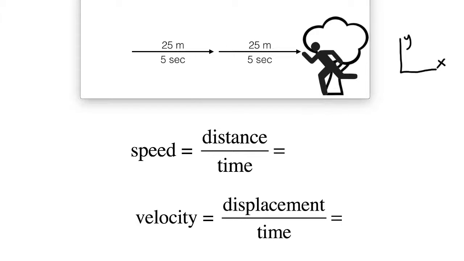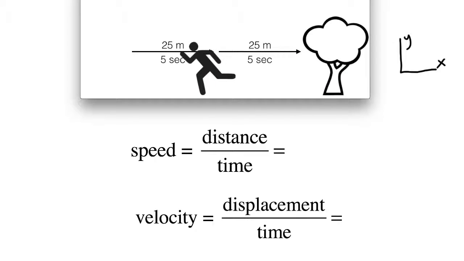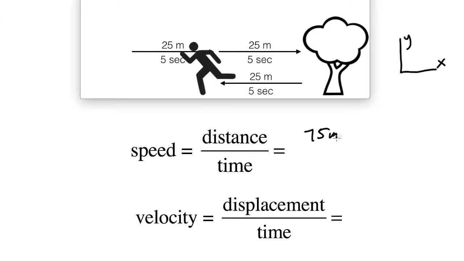Now let's say that the man, once he gets to the tree, starts to go backwards. And when he goes backwards, he goes first his 25 meters, and he does that in 5 seconds. So this time for his speed, we would just total up his total distance that he traveled. His total distance is going to be 75 meters, and the time it takes him to do it is 15 seconds. So his speed didn't change at all, which is still going to be 5 meters per second.